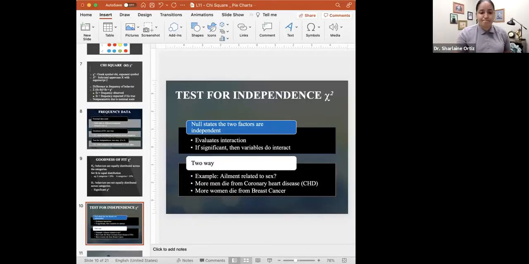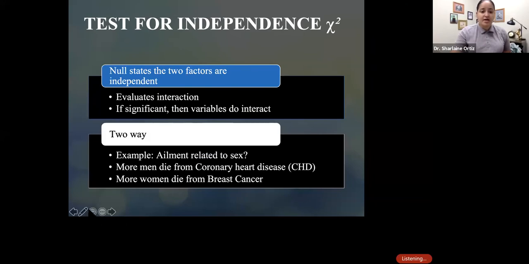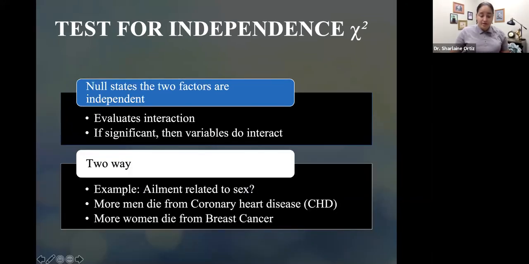Now, when we're looking into a two-way test, if I pull up my slides here, let's go back to the slides. So for instance, when I am looking into the two-way, we're going to conduct an example today about how a physical illness is related to sex. So notice that now I have 2 categories, right? I have a factor of an ailment, and then we have a factor of sex.